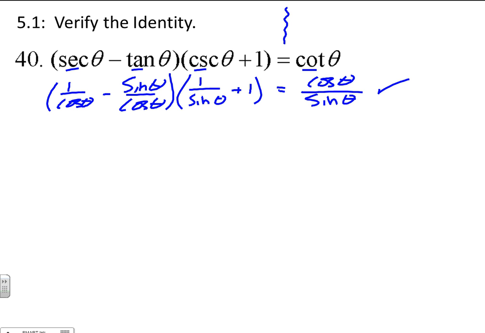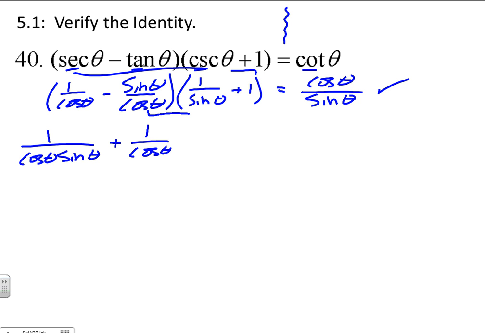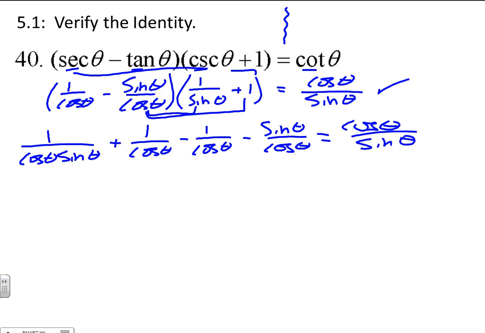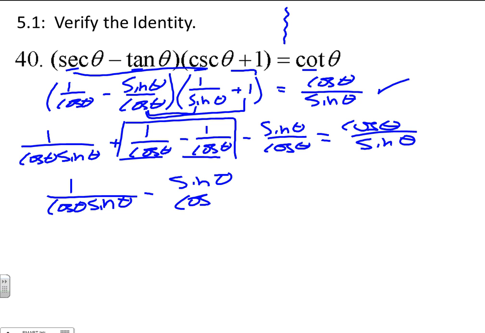I'm going to FOIL this expression out on the left, and let's see, I get 1 times 1 on cosine theta, sine theta. Outside product, I get plus 1 on cosine of theta. Insides, there's a little payoff there. I get minus, the signs cancel, 1 on cosine of theta. Oh, even a better payoff than I thought. And the lasts minus sine of theta on cosine of theta. All right, well, there's our payoff on this, the biggest part of the payoff right here. And now I have 1 on cosine theta, sine theta, minus sine theta, cosine theta is supposed to equal cosine theta, sine theta.